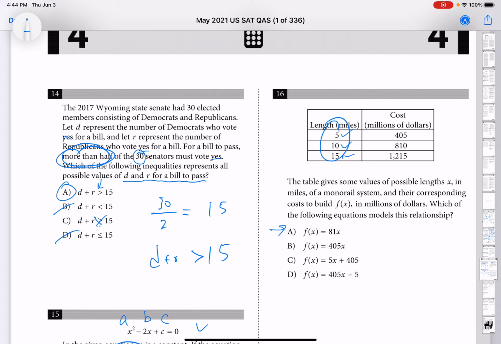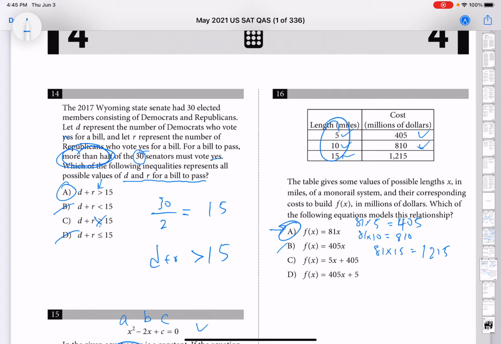So 81 times 5, if I do 81 times 5, I'm going to get 405. Okay, so that's good so far. Let's try the next one, 81 times 10. 81 times 10 gives you 810, so that also works. 81 times 15 would basically be 810 plus the 405, which is going to be 1,215. So it actually winds up working. The answer choice should be A for number 16.